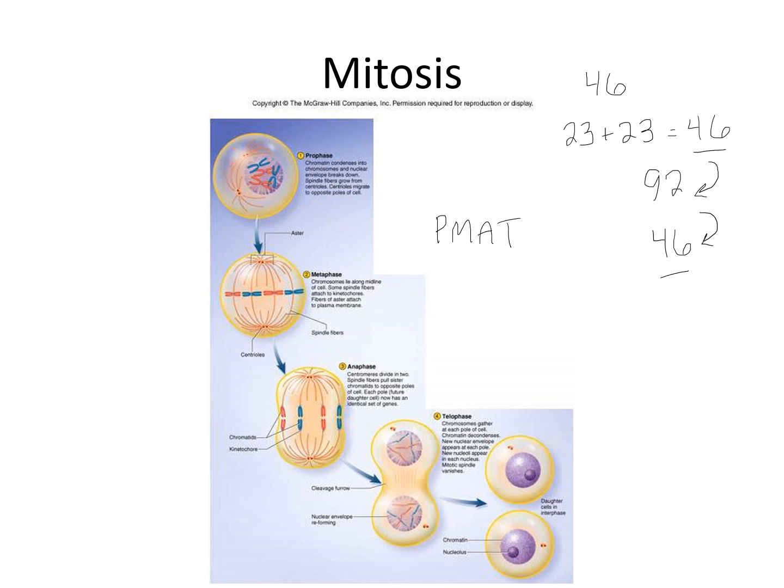We also have spindle fibers that grow from the centrioles, and the centrioles will migrate to opposite poles of the cell. Metaphase is kind of an obvious phase. It's typically pretty easy to pick out if you're looking at an onion root tip slide, for example, because all of the chromosomes are lined up in the middle of the cell. So we have chromosomes that lie along the midline.